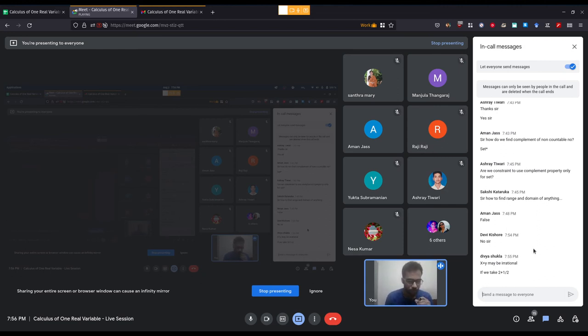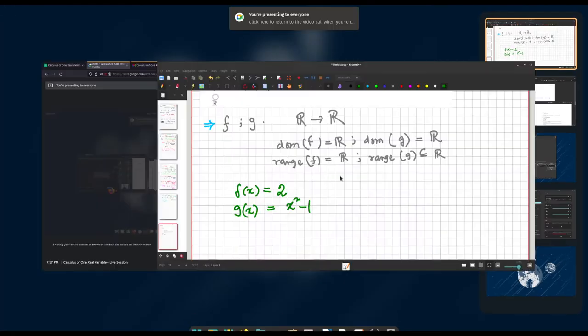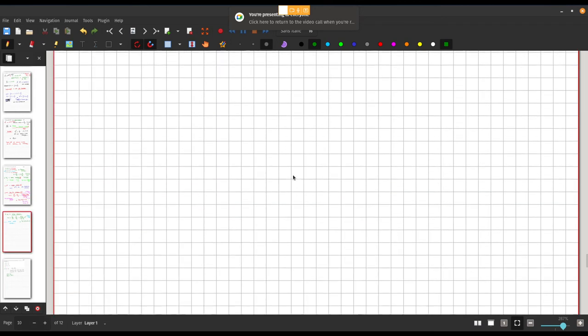Divya has one question, so I will quickly answer that. And also Shakshi earlier asked how to find range and domain of anything. So Shakshi, please follow how I solve this question, then I think your doubts will be cleared. Okay, as for Divya's question, that 2 plus 1 over 2 is irrational, that is actually not correct. So let us quickly see that.